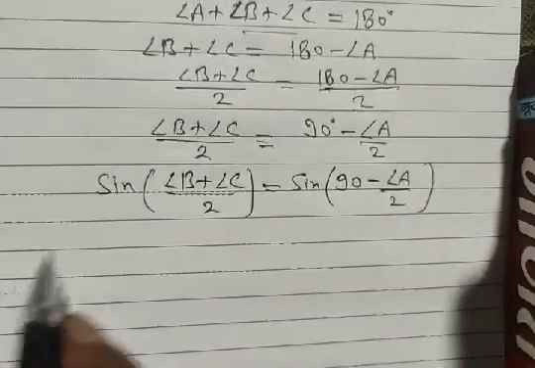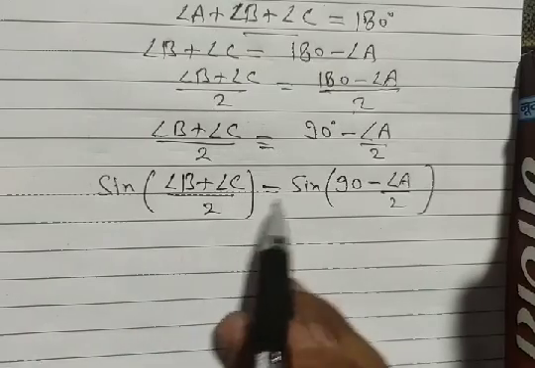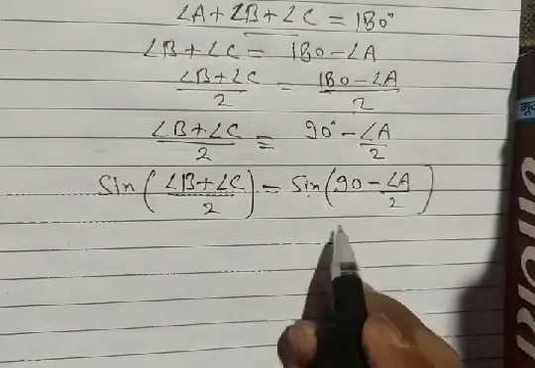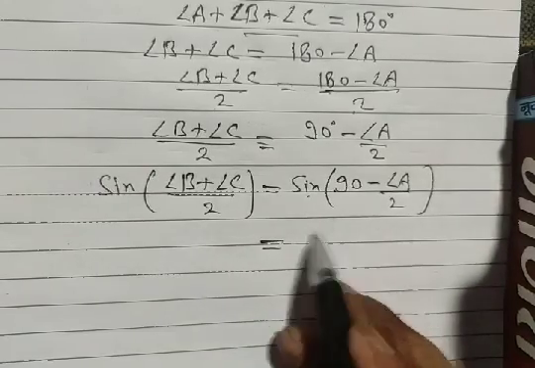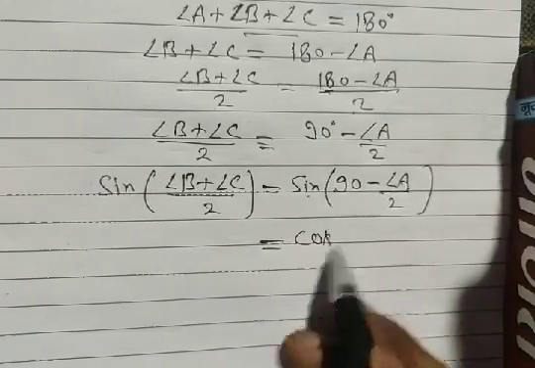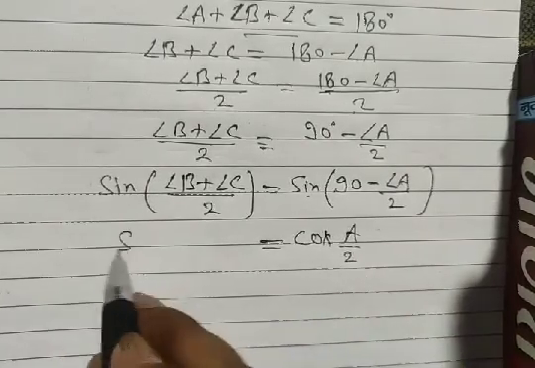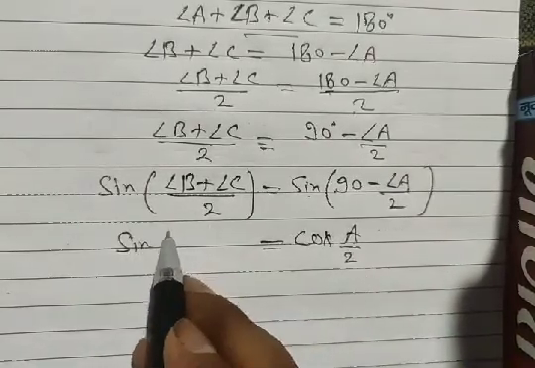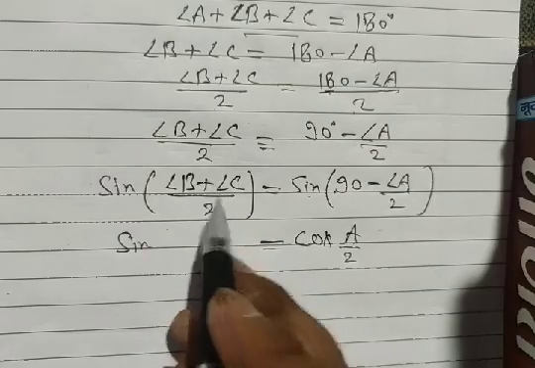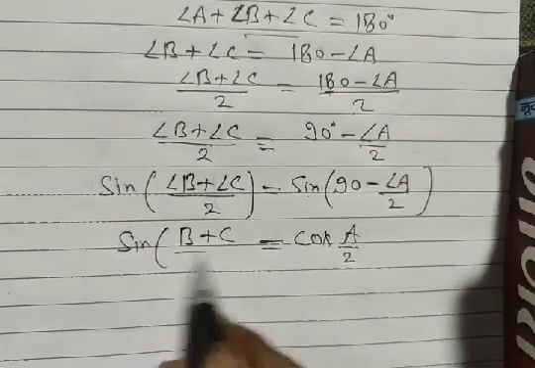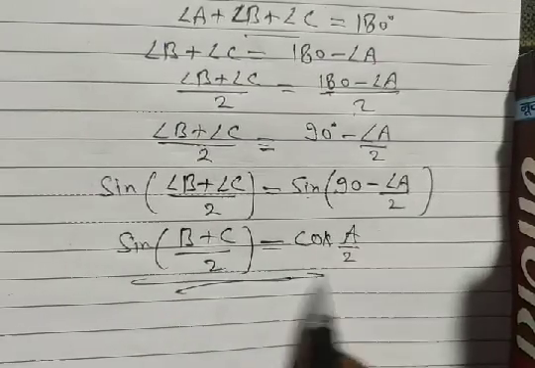Then what do we have? The value of sin(90° − θ) is equal to cos θ. Then we get cos A by 2 here. Just write down sin((B + C)/2) equal to cos(A/2).